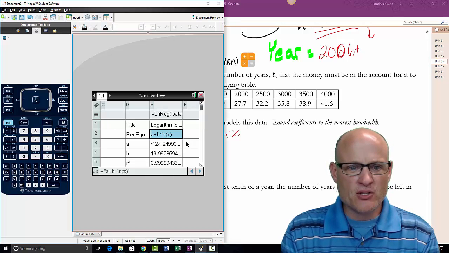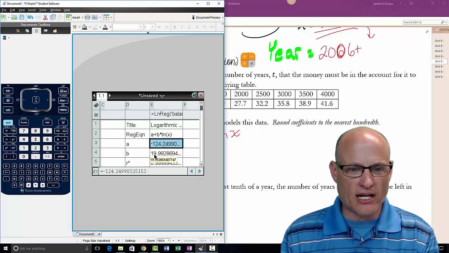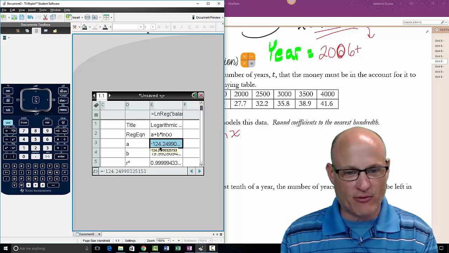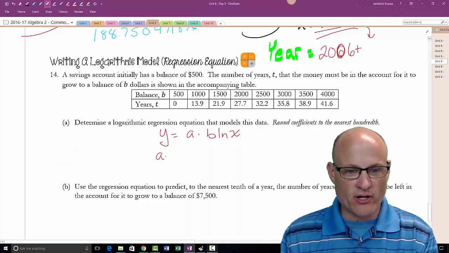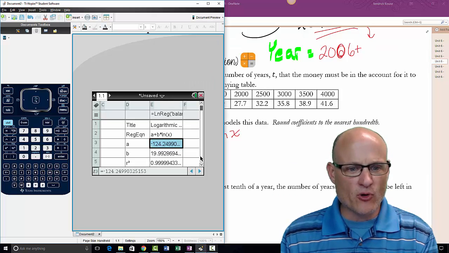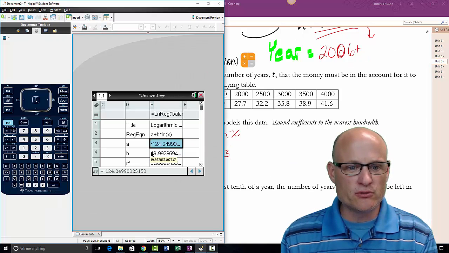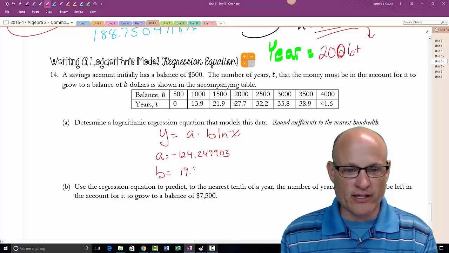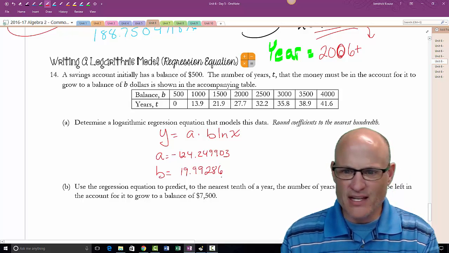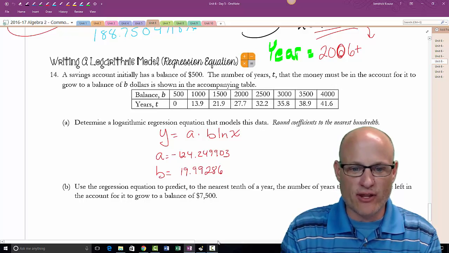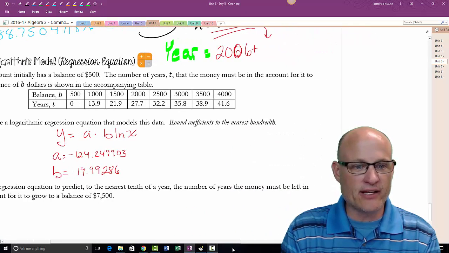All right? So what's a? Negative 124. By the way, if you didn't notice, I was looking down here at the bottom. So a equals -124.249903. b is equal to, go down, 19.99286. Make sure I have those numbers right. It's rounded to the hundredths place. Well, that's kind of weird.